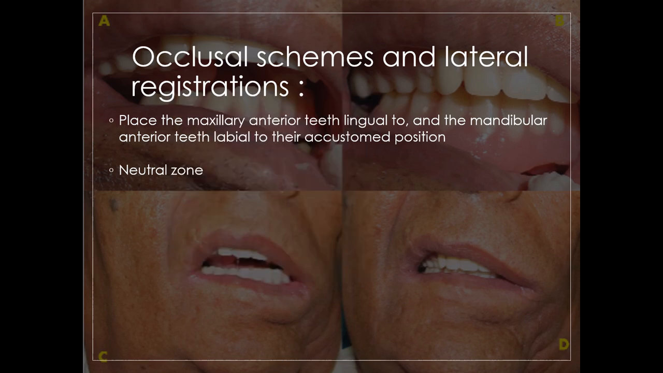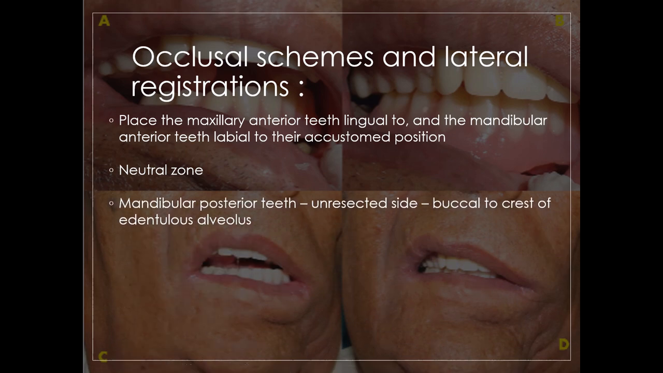And in the mandible, the posterior teeth on the unresected side are usually placed buccal to the crest of the edentulous alveolus, especially in the premolar region. This will help center the forces of occlusion more favorably over the supporting structure, thereby enhancing the stability of the prosthesis. And this is also compatible with the existing tongue position.